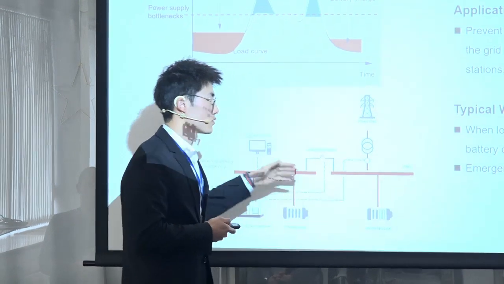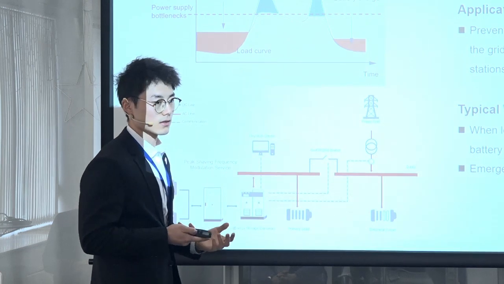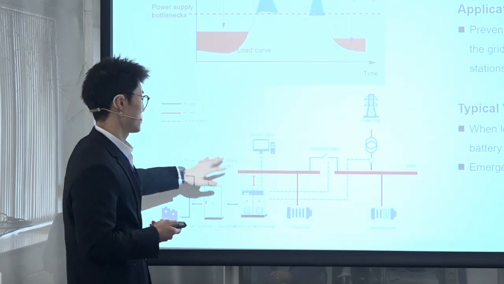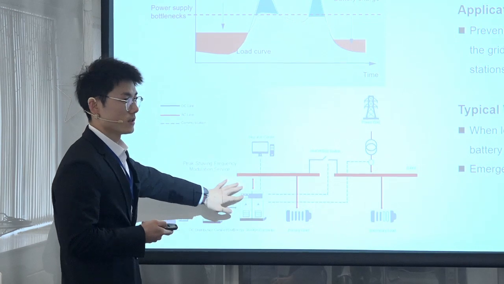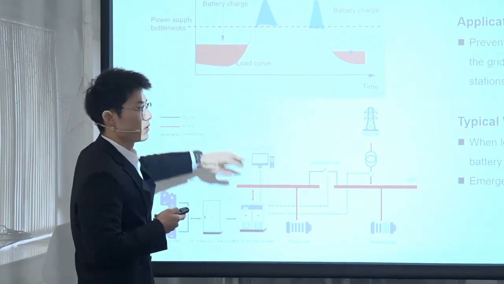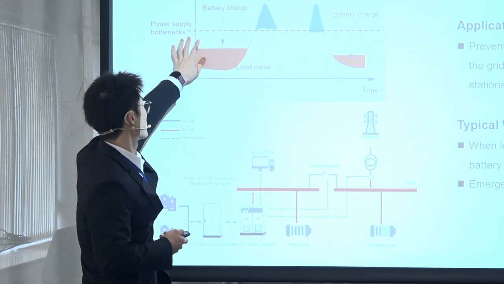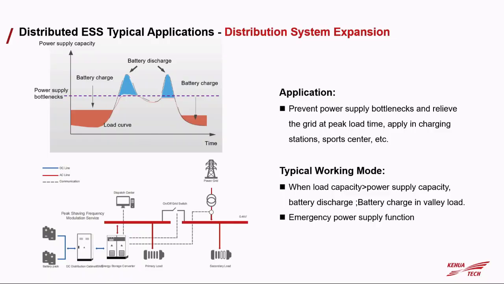So in this way, you need to get more energy. How can you do that? You can add an energy storage system to the low voltage electrical system. When the load level exceeds the power supply bottleneck, which equals the transformer capacity, the energy storage system can discharge to provide the extra energy.